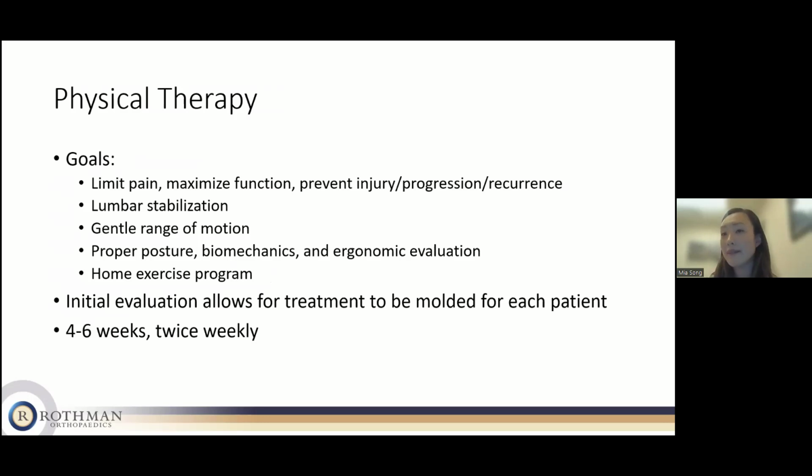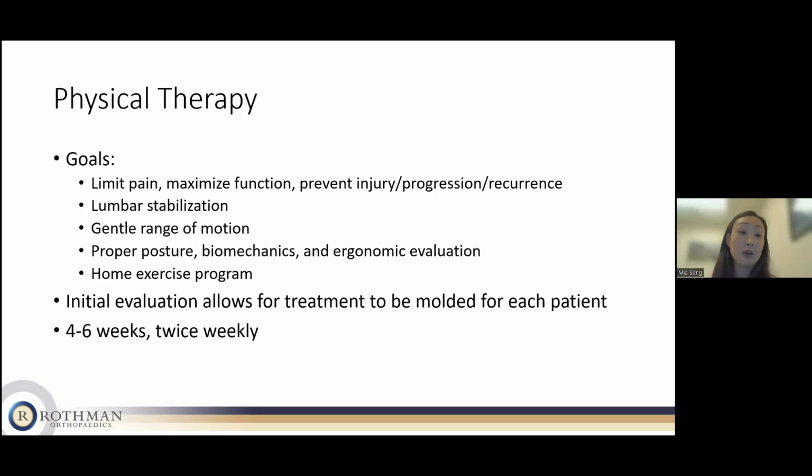When I prescribe physical therapy, there are a lot of goals involved with that. This is a general, broad overview of what my goals are for therapy, and it might be different depending on what your specific pain generator might be. But generally, the goals of therapy are to help decrease your pain while maximizing your function so that you're able to do your day-to-day life or job or whatever it is. And also to help prevent a new injury or progression or recurrence of this issue in the future.